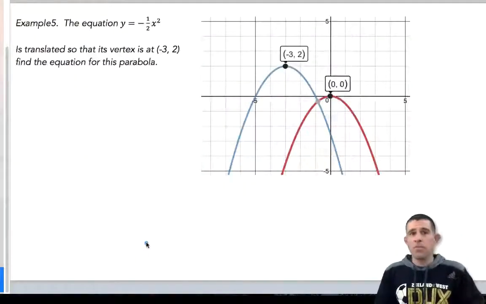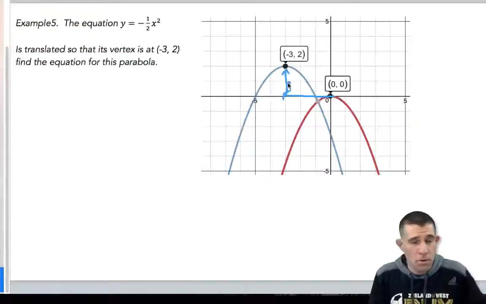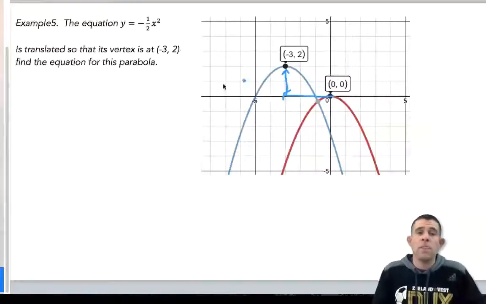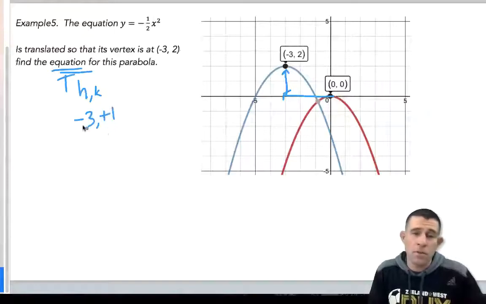One final example for today, we have the equation of y equals negative 1/2 x squared. It's translated so that the vertex is at (negative 3, 2). That means I moved left 3 and up 2 in order to graph this new equation. I want to find the equation for this parabola. So again, my h, if I'm thinking in terms of my translation, my T sub h comma k, I went left 3, so that's negative 3, and I went up 1, that's positive 1.